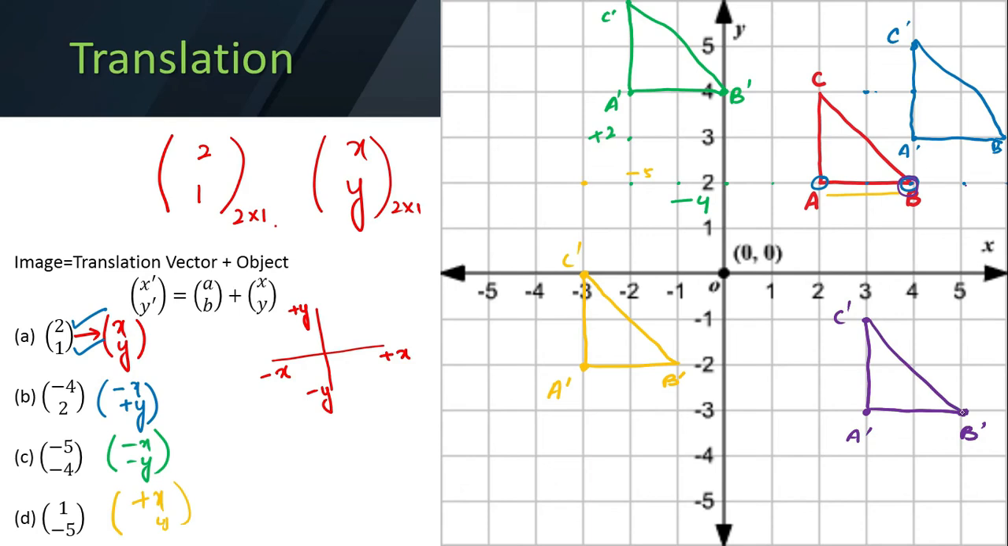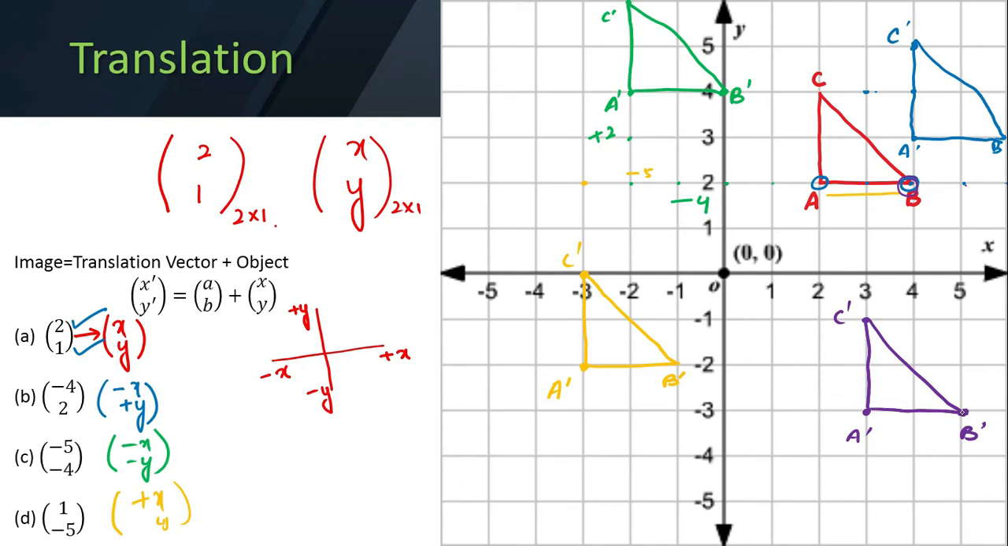So it means that when we have positive x, we will move on the right hand side, positive y means above, negative x means left hand side, negative y means below. So this is how we can move through these column vectors, and we will get the images.